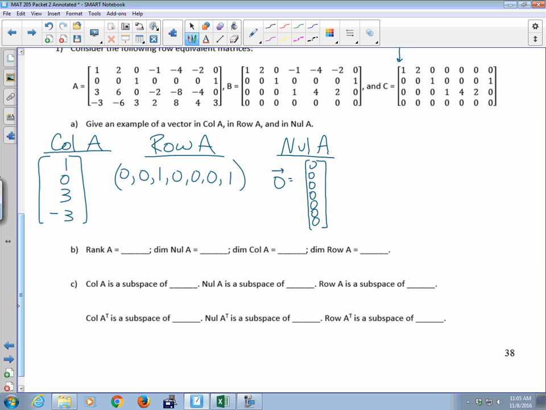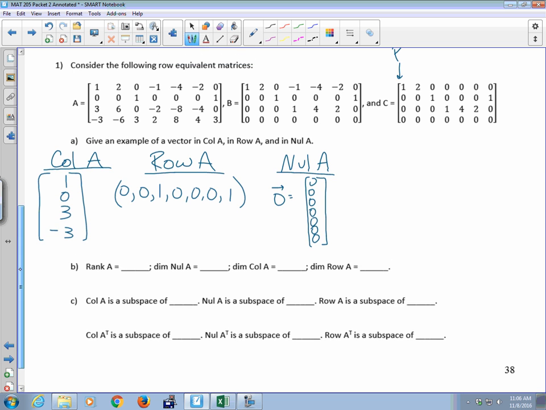All right, the rank of A, that is the dimension of the column space of A. So how would I figure that out?